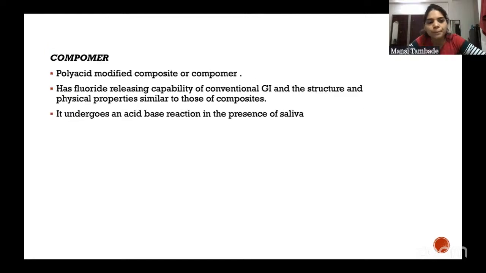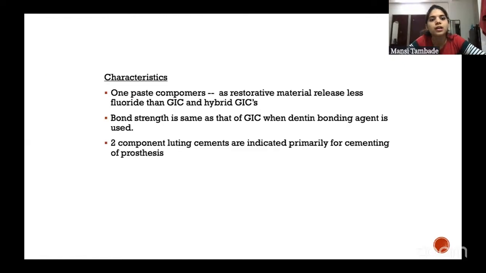Then Compomer. This is also one of the questions. It could be a short note type question also. Polyacid modified composite, or Compomer. It has the fluoride releasing ability of conventional GI, that is GIC, and the structure and physical properties similar to those of composites. It undergoes an acid-base reaction in the presence of saliva. Also, as it is a composite, it has the properties of composites too. So this is what compomer is.